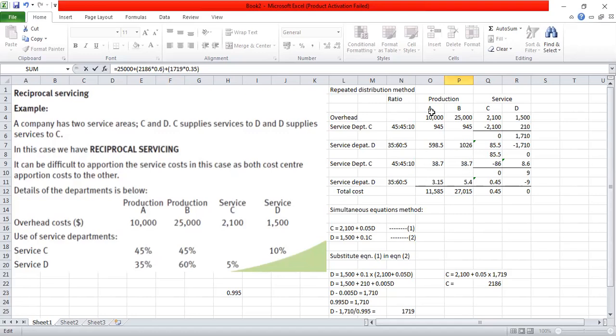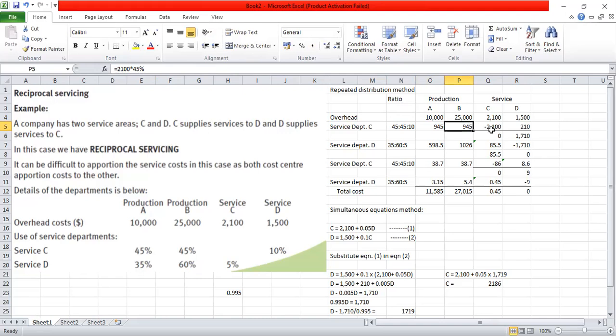Okay, repeated distribution method. Overhead costs are incurred like this. Then service department C costs are charged here as 45%, 45% and 10%. So the ratio will be 45 is to 45 is to 10. So we have done the calculation. See, department A 2100 into 45%. Here the formula bar you can see. Then similarly for department B also.